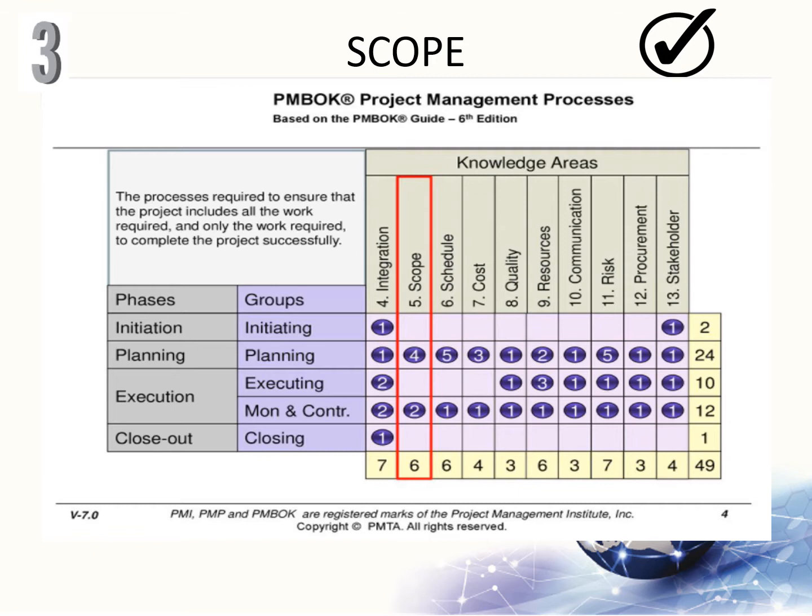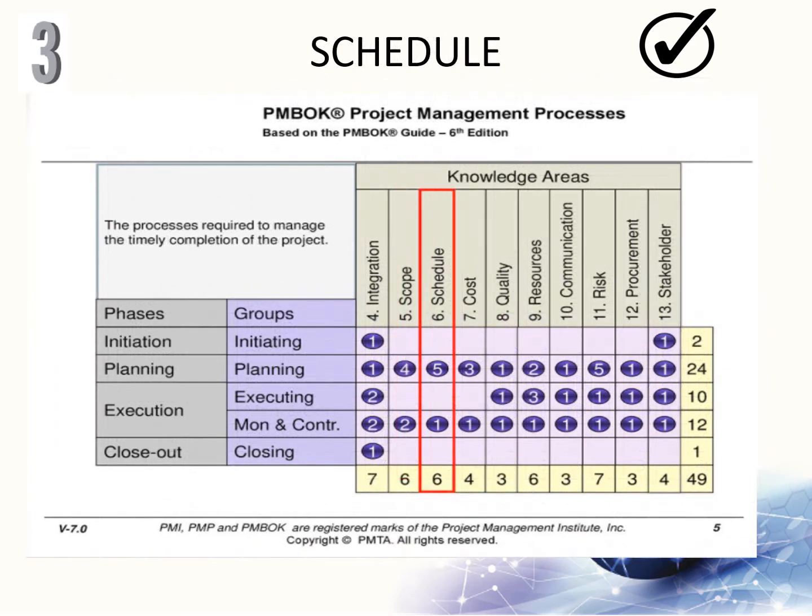So, when it comes to scope, the processes required to ensure that the project includes all the work required and only the work required to complete the project successfully. For the schedule, the processes required to manage the timely completion of the project. Again, we are always based on our Gantt chart, so the start and end of our project. So about the schedule, again, the processes required to manage the timely completion of the project, no? We need to do it because we need to deliver the project on time in a defined time frame.